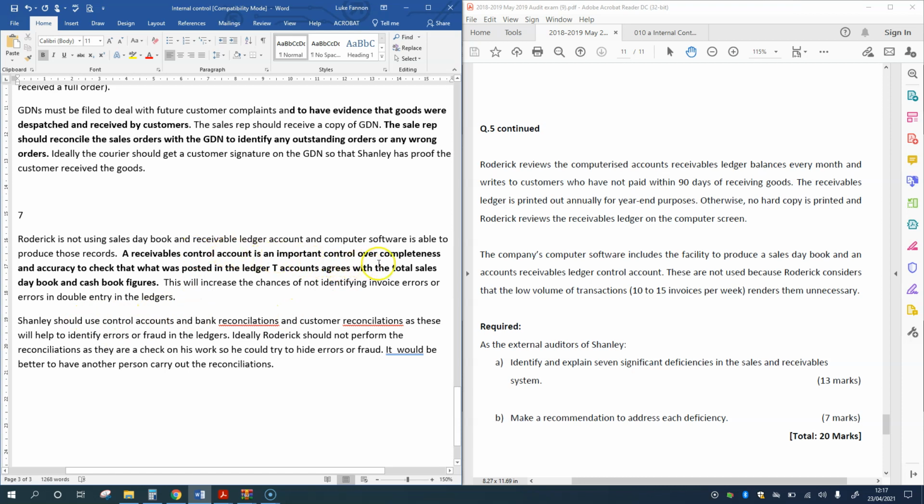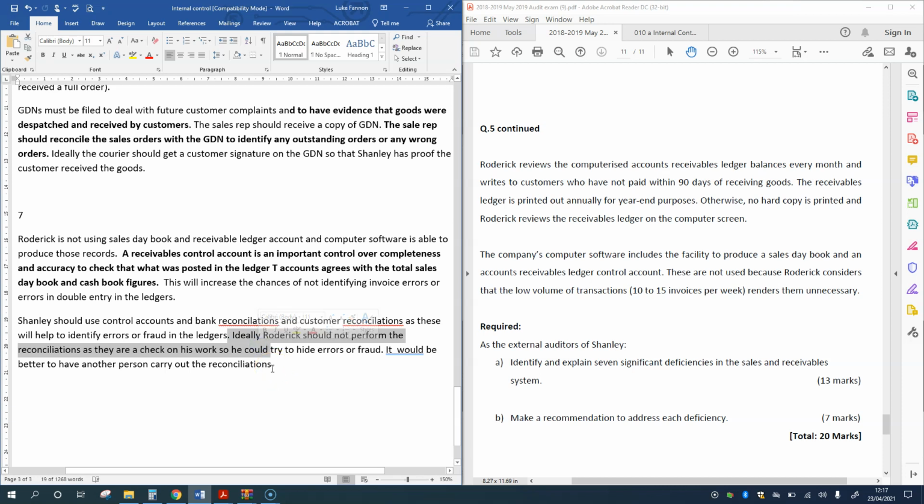Control over completeness, because the information is coming from outside of the ledger. So it's outside of the double entry, the debits and credits. The daybooks are outside of that. So it's a source kind of information, which is always a completeness check. And then Shanley could use control accounts and bank recs and other recs. And then, if we want to write something else, we'll say don't get Roderick to do it. Better for someone else. And that's it.